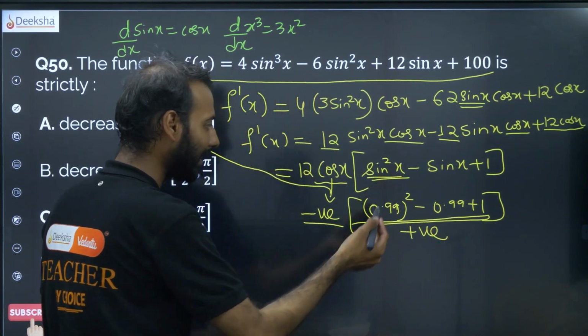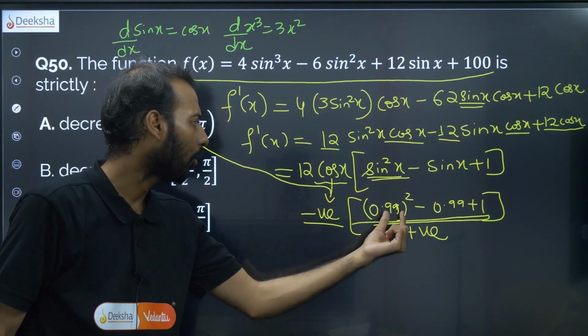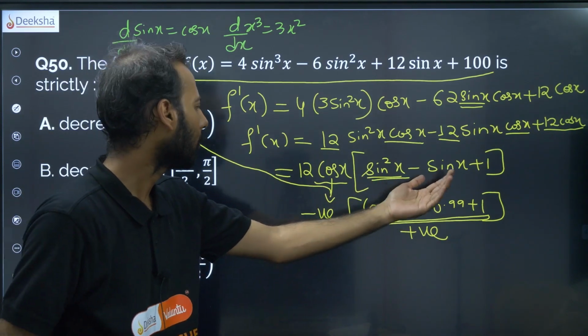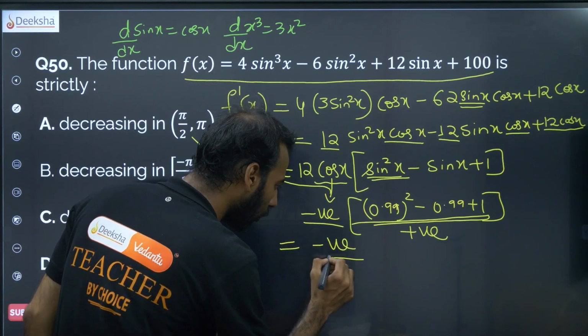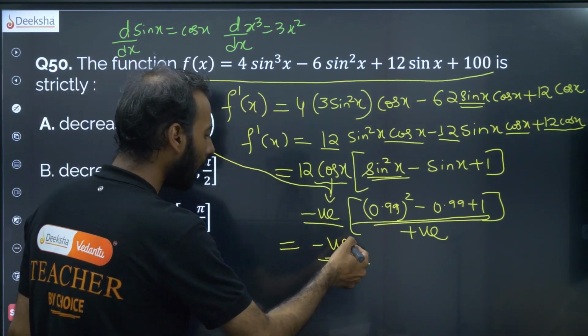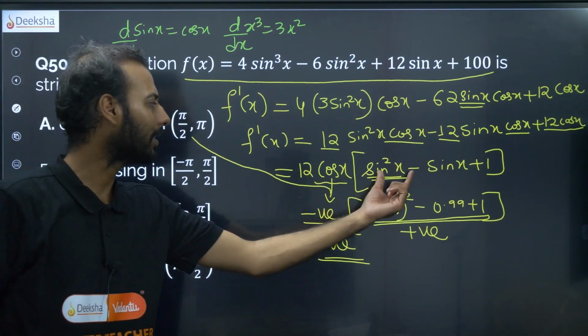You try to analyze this. See here, cos x is negative in second quadrant. Sine, you analyze by taking different values. You analyze, you will get positive. So overall this is negative. Overall negative means what? Negative into positive is negative. You analyze this equation properly.